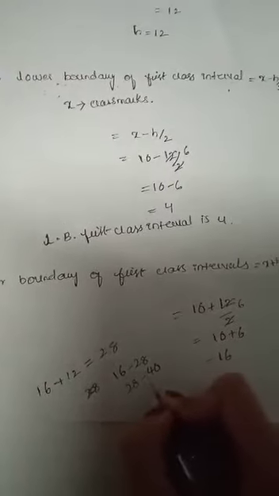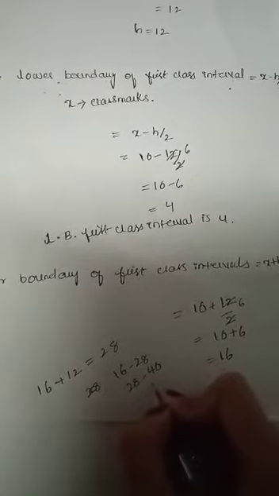So these we are going to write in tabular form. So this is our table. This table is divided into how many columns? 1, 2, 3, 4, 5 columns. First column is class marks. Second column is frequency. Third column is class intervals. Fourth column is less than cumulative frequencies. Fifth column is greater than cumulative frequencies.